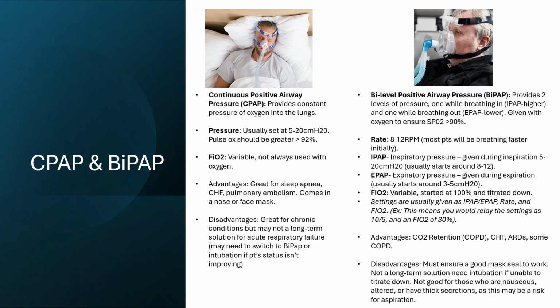Settings are usually given as a ratio of IPAP over EPAP, and then rate and FiO2. So this means if you are telling somebody what the settings are, you would say 10 over 5, which would be your 10 is your IPAP, 5 is your EPAP, and then your FiO2. So maybe you've titrated them down to 30%. That's great, right? You're getting closer to that room air.